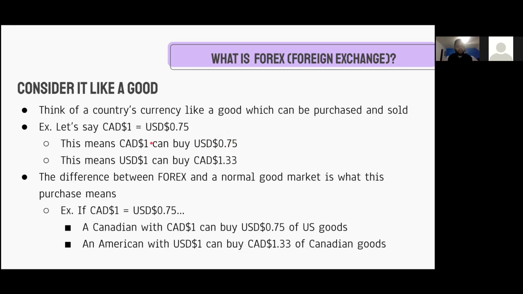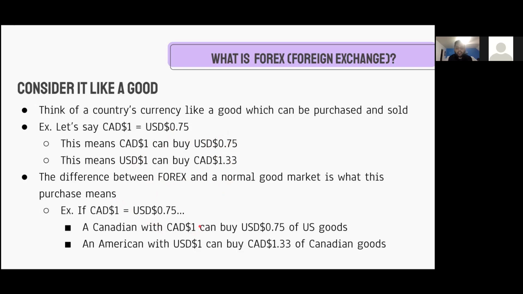It's like if you had a Canadian dollar and you could use that to buy a pack of gum. In the same way you can trade your Canadian dollar for a pack of gum, you can trade your Canadian dollar for 75 American cents. That means if you had an American dollar, you could trade it for $1.33 Canadian, okay? The difference between foreign exchange and a normal goods market is what the purchase actually ends up meaning and the significance of it.